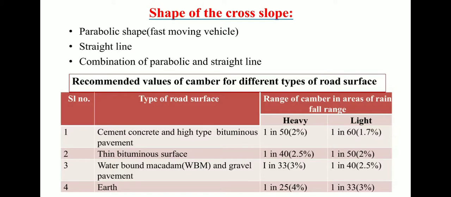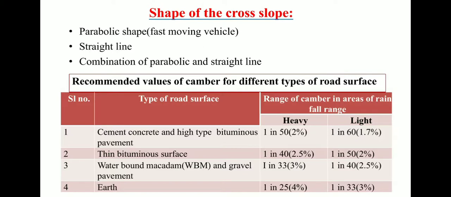Sometimes it is preferred as it has the advantage of straight as well as parabolic camber. It is based from all the consideration. So many a times we have to consider this combination of parabolic and straight line camber for the construction. Now there are also some recommended values of camber for different types of road surfaces. So here you can see types of road surface, range of camber in the area of rainfall ranges.